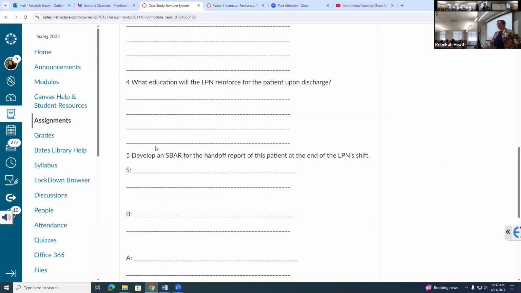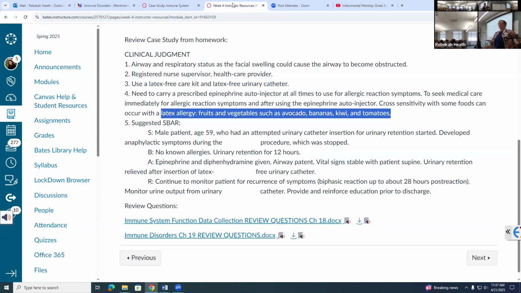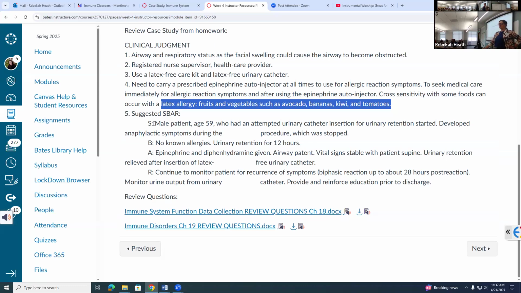And then the next thing was SBAR. We're done with this shift. How do we hand off? So the suggestion was you've got a male patient, 59. We tried to put a catheter in and he had anaphylactic symptoms during the procedure. So we stopped. No known allergies. I would also put in here, well, I would say we suspect now latex allergy. Urinary retention for 12 hours.